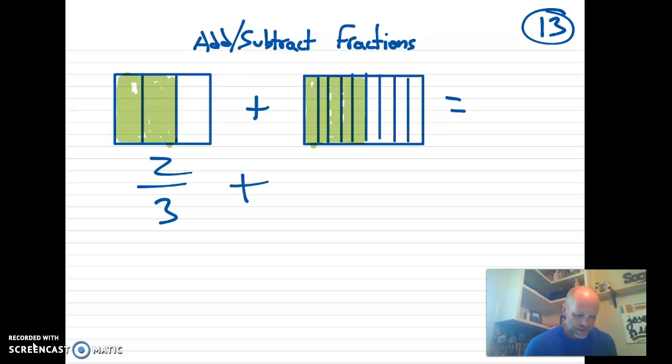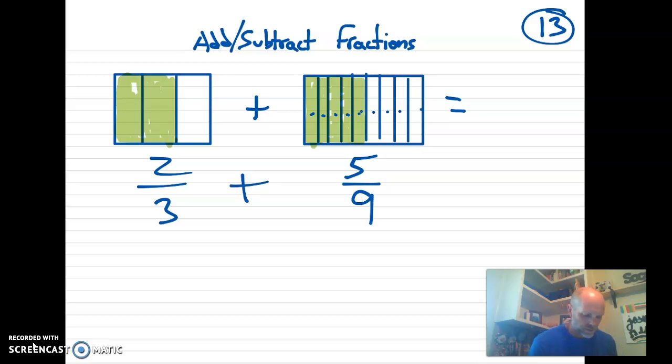We're going to add that to this one. How many parts is in there? 1, 2, 3, 4, 5, 6, 7, 8, 9. There are 9 parts, and we have 1, 2, 3, 4, 5 of them remaining. So we can't combine these two things yet because they have different sized parts.